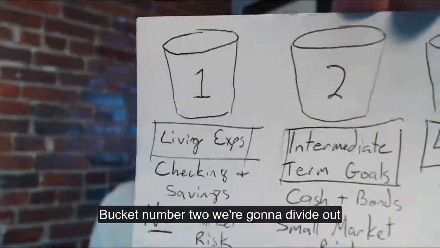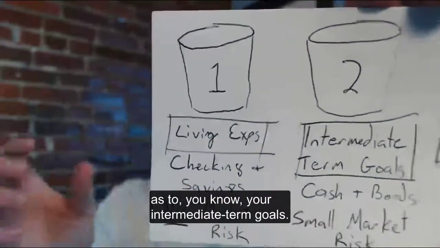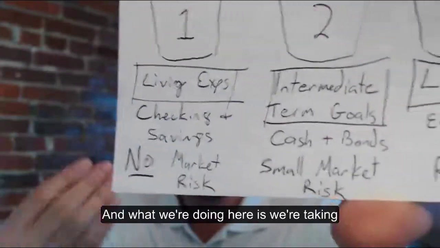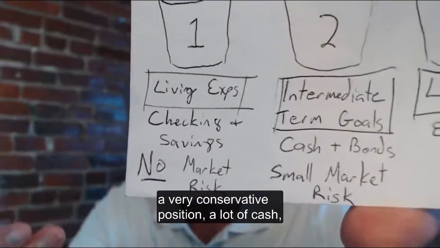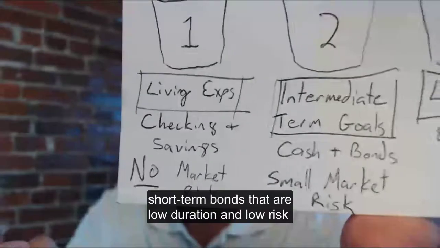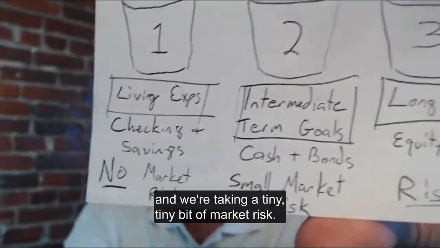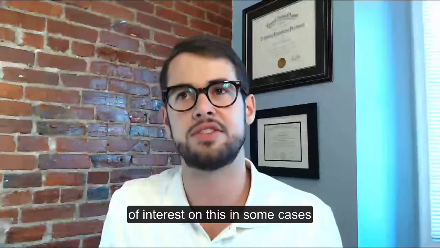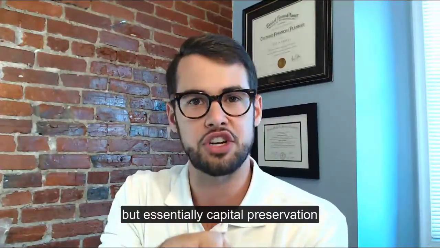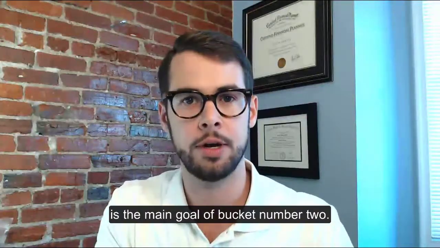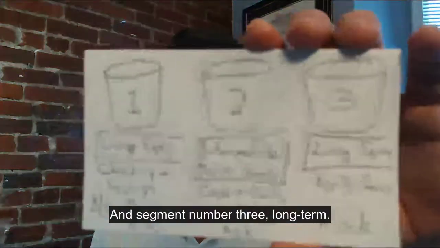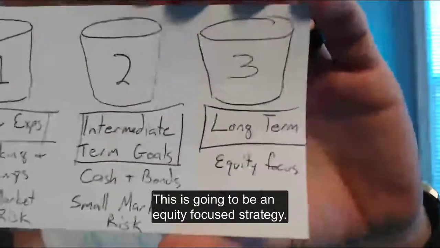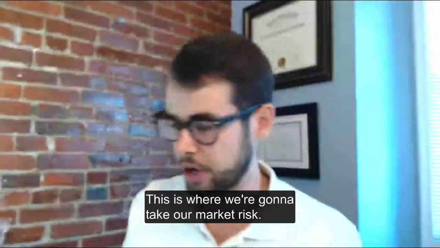Bucket number 2, we're going to divide out as to your intermediate term goals. This is like 5 to 7 years and shorter. And what we're doing here is we're taking a very conservative position, a lot of cash, short-term bonds that are low duration and low risk, and we're taking a tiny, tiny bit of market risk. What we're trying to do is earn a little bit of interest on this in some cases, but essentially capital preservation is the main goal of bucket number 2. And bucket number 3, long-term. This is 7 to 10 years and out. This is going to be an equity-focused strategy. This is where we're going to take our market risk.